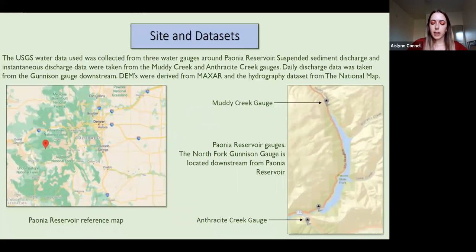So for my research, I used the water data that was collected from USGS at 3 sites surrounding Paonia Reservoir. And these 3 sites were Muddy Creek, Anthracite Creek, which is a tributary, and the North Fork Gunnison Gauge, which is directly downstream from Paonia Reservoir. From Muddy Creek and Anthracite Creek, I observed the suspended sediment discharge and the instantaneous discharge, while from the Gunnison Creek, I only observed the daily discharge.